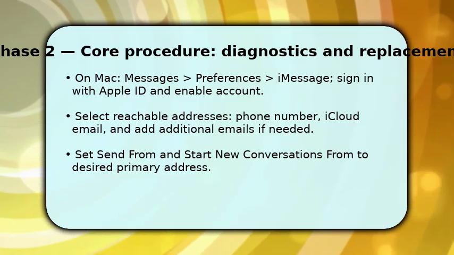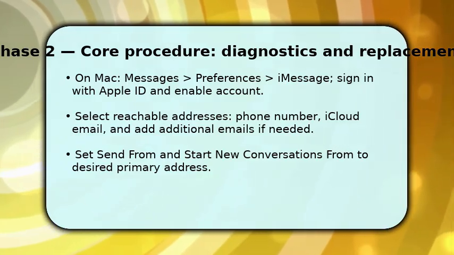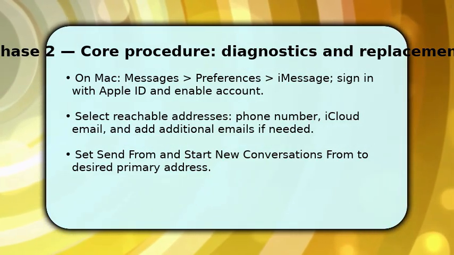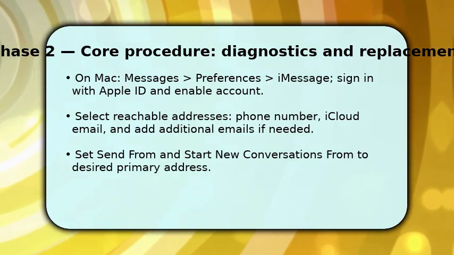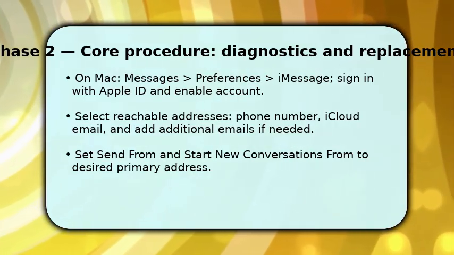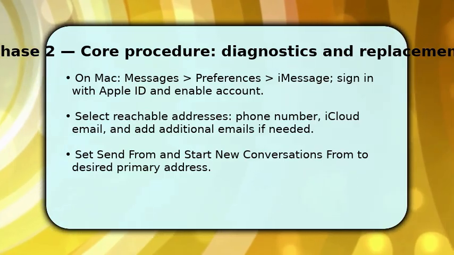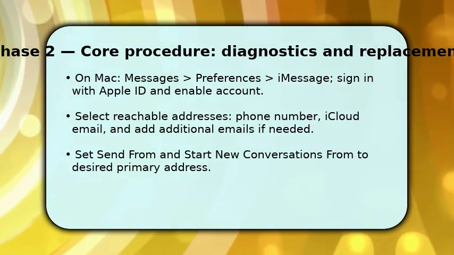Now configure each device so Messages uses the same Apple ID consistently. On a Mac, open Messages, go to Preferences, then iMessage, sign in and enable the account. Make sure your phone number and iCloud email are checked under Reachable at.